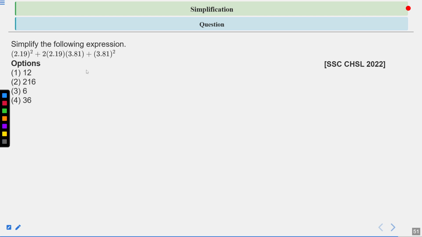Simplify the following expression: 2.19 whole square plus 2 into 2.19 multiplied by 3.81 plus 3.81 whole square. This question was asked in the SSC CHSL exam in 2022. There are 4 options. First one is 12, second is 216, third one is 6 and fourth one is 36. Now you have 10 seconds to analyze the question. Your time starts now. Now time's up. Let's see the solution of this question.